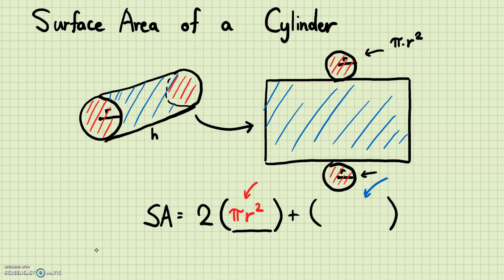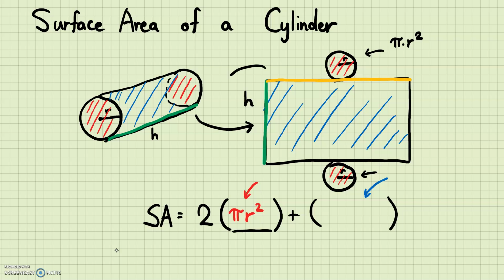Now the rectangle is a little bit more complicated. We know that the distance from the top circle to the bottom circle, this distance right here, is the height. And because this is in the shape of a rectangle, we need to multiply the h by this distance. But what is this distance?